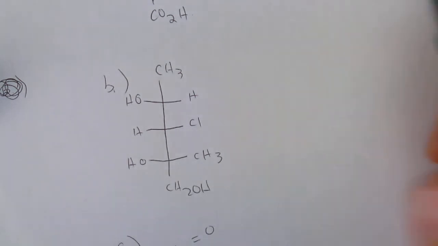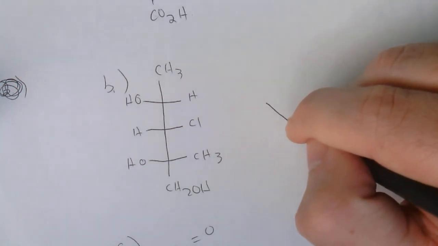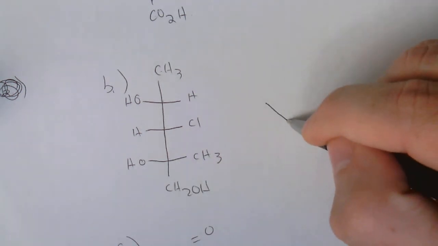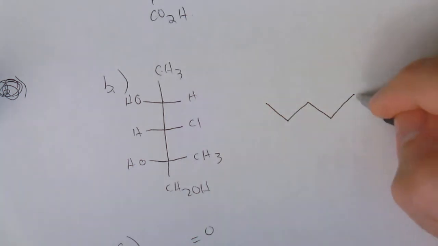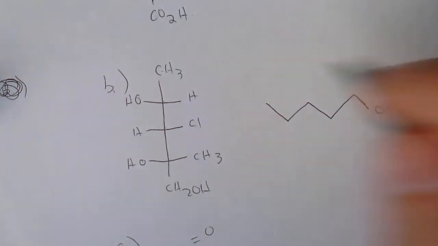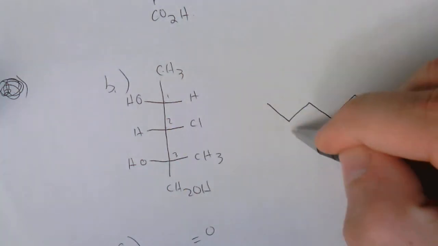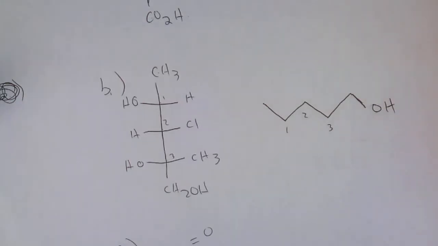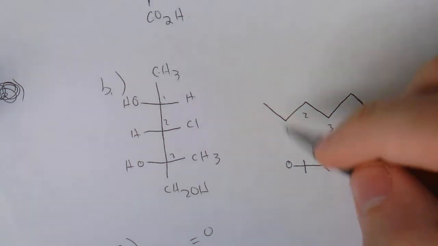All right, B, I have a methyl and then a chiral carbon. And I have 1, 2, 3, 4, 5 carbons. 1, 2, 3, 4, 5. This last one is attached to an OH, so I'll put that in my zigzag. And then this is my methyl. So these are my chirals, 1, 2, and 3.